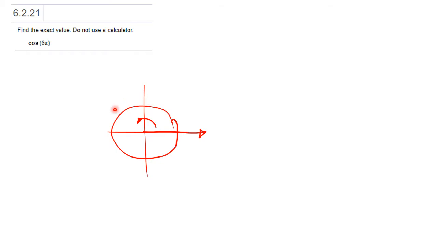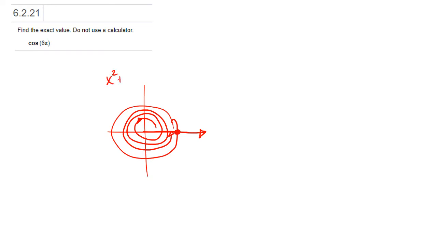I go all the way around again. Now I have an angle of 4 pi. Still not enough. I go all the way around again, 6 pi. There we are. In other words, the angle 6 pi actually goes all the way around the circle 3 whole times, but ends up exactly pointing straight to the right.